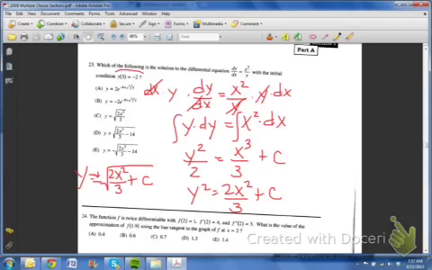If I come back up and look at my initial condition, this says when I plug in a positive for x, I get a negative for y. So the answer would have to be E, the one that has the negative in front. That would allow me to get that negative 2. All right, if you plug 3 into that, you will get negative 2.